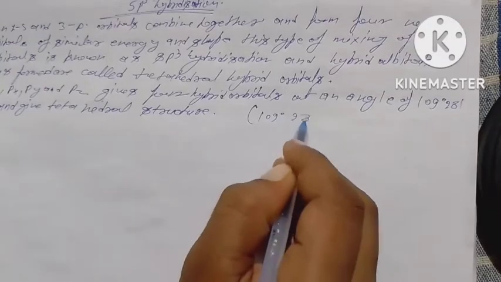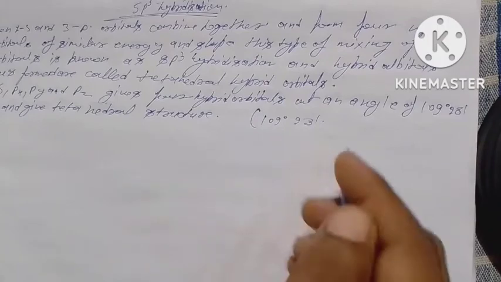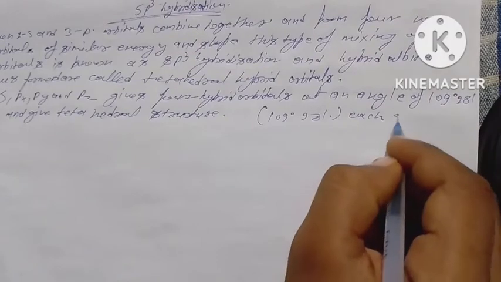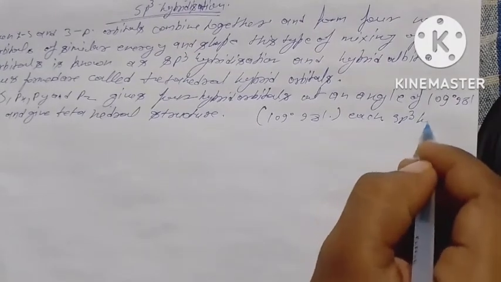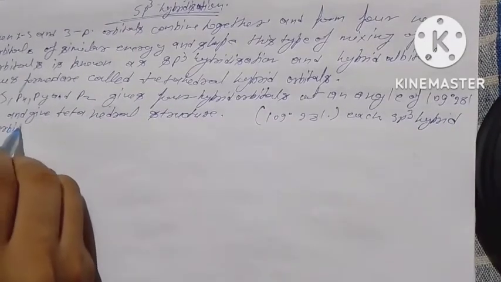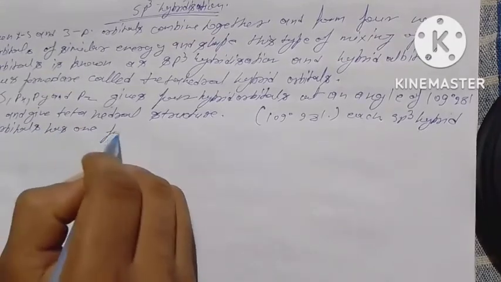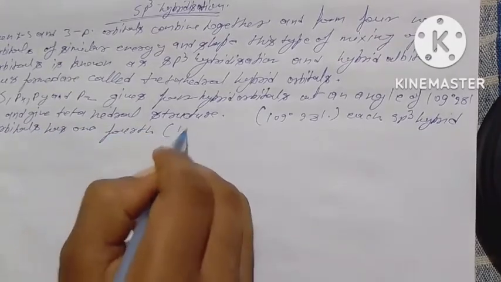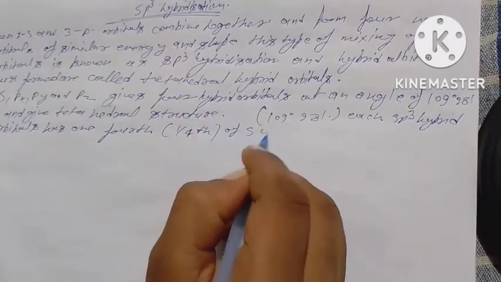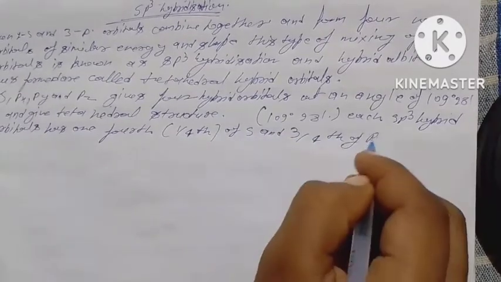The angle between them is 109 degrees 28 minutes. Each sp3 hybrid orbital has 1/4 of s character and 3/4 of p character.